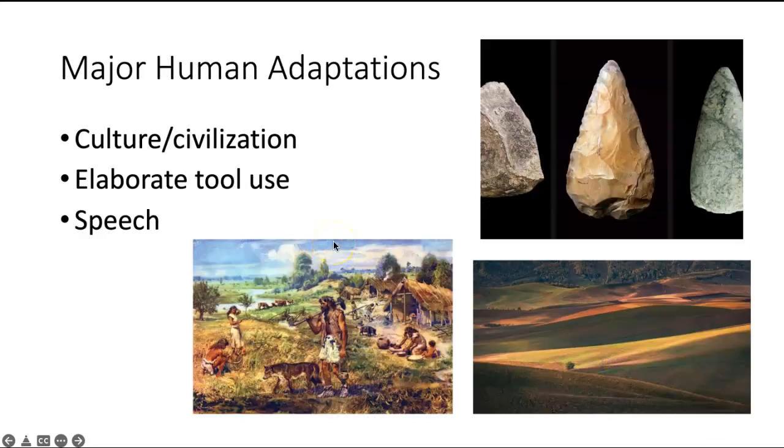Last thing, we're going to talk about some major human adaptations. These might be some of the first things that you would learn about in a history class. We're going to talk a little bit about some of the major adaptations that led us humans to be human. One example is culture and civilization: the ability to live in giant groups, and elaborate tool use, for example using weapons and arrowheads, as well as speech. The ability to communicate is very important as well.